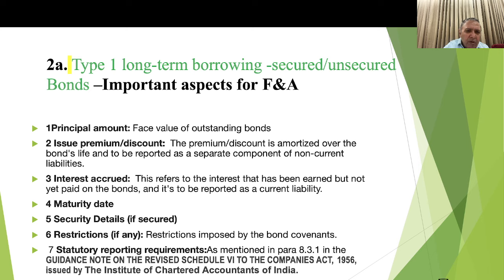Number 3 is the interest accrued. Number 4 is the maturity date. Number 5 is security details if it is secured. Number 6 is restriction, if any, imposed by the bond covenants. And number 7 is statutory reporting requirements, and this will be based on para number 8.3.1 in the guidance note on the revised schedule 6 to the Companies Act 1956, issued by the Institute of Chartered Accountants of India. So these are the broadly 7 aspects which are important vis-a-vis long-term borrowings for bonds.